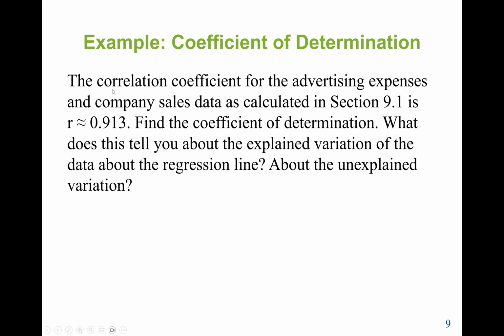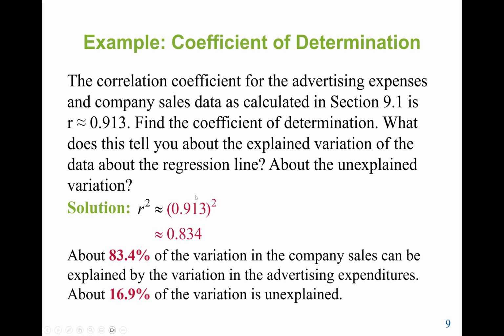So here we have a question about the correlation coefficient for advertising expenses and company sales. In section 9.1, we learned how to find the correlation coefficient between two given variables. The advertising expenses will be our independent variable, and the company sales our dependent variable. We were able to find the R value, and the R value is 0.913. Now we are going to find the coefficient of determination and explain what the value means.